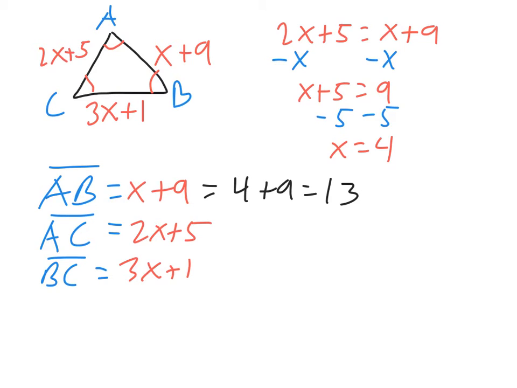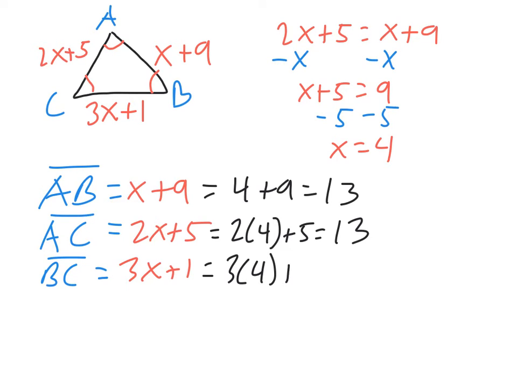So we don't have to do anything more than that, and we can just say they're all 13, but just for the fun of it, I'll plug them all in. So 2 times 4 plus 5, so that'll give us 8 plus 5, which is 13, and 3x plus 1, so 3 times 4 plus 1, 3 times 4 is 12, plus 1 is 13. So all the sides are 13.